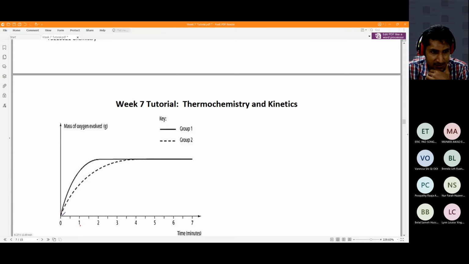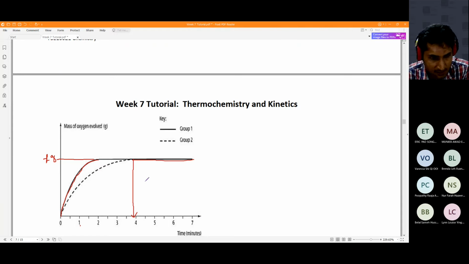Group 1 reaches this maximum amount of oxygen. Let's say this is X grams of oxygen. I don't know, it is not quantified here, but X grams of oxygen. And then group 2 also reaches this X grams of oxygen, but at 3.75 minutes or so. Same oxygen, and after that it did not increase or decrease, it stays stable. Of course, after some time it will decrease, but until 7 minutes it did not decrease at all.